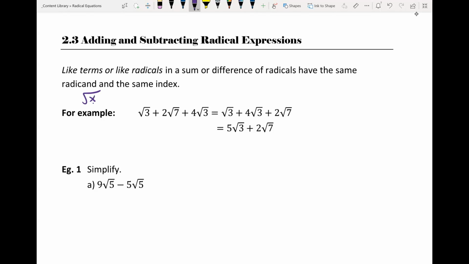So for example, x is your radicand, and your index is the nth root of whatever you're taking. So that would be your index.